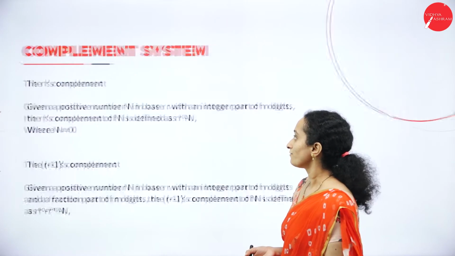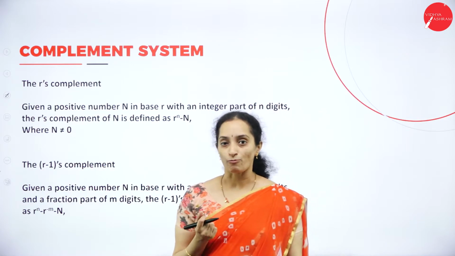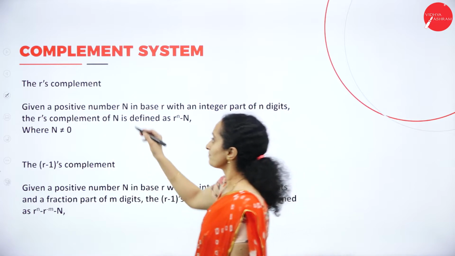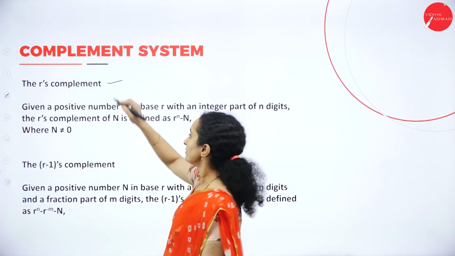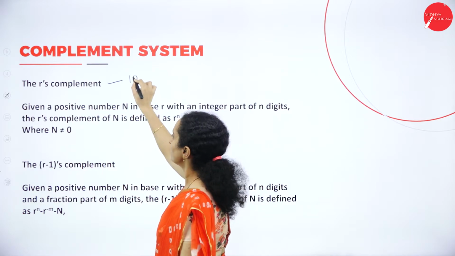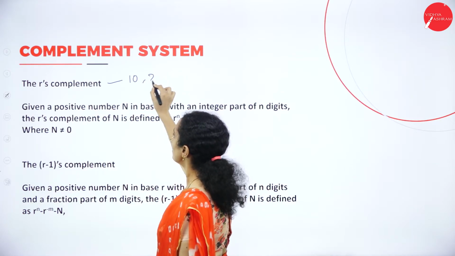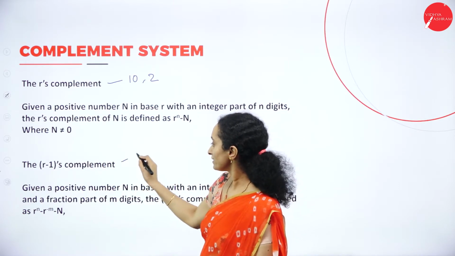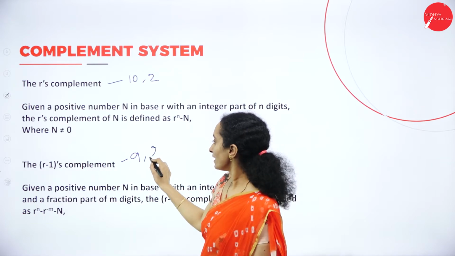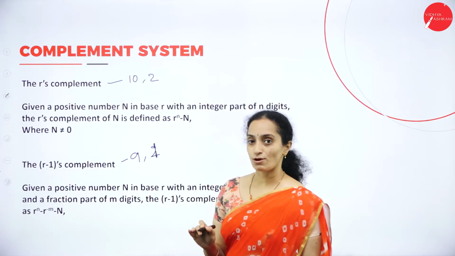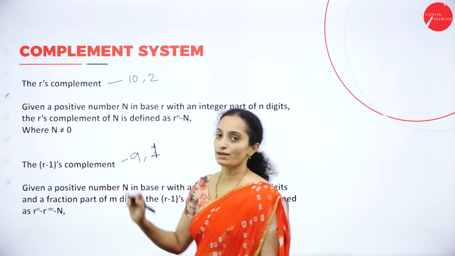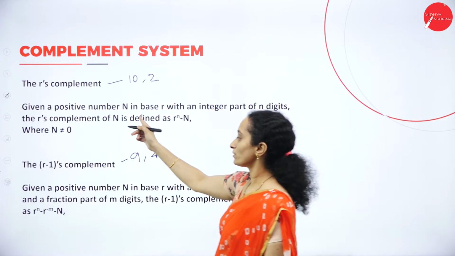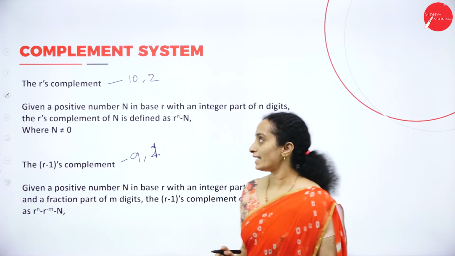Okay. After this, next is to know about the complement system. How do you perform the complement? Generate the R's complement with base R. There will be 10's complement and 2's complement. When we have R minus 1 complement, in this we have 9's complement and 1's complement. Here we have 10's complement and 2's complement.